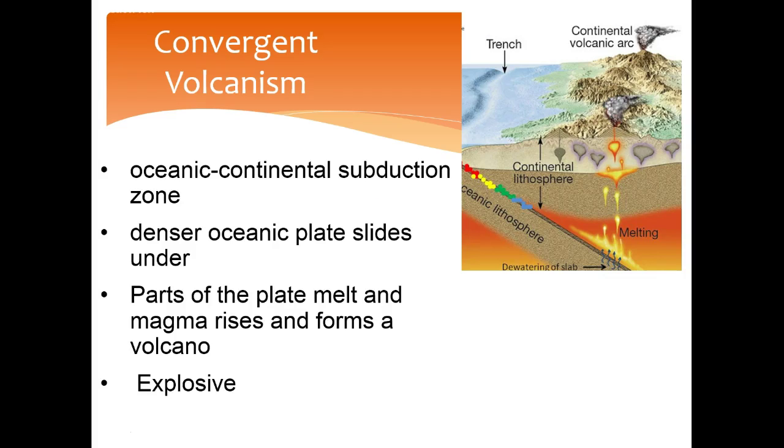So in convergent volcanism, there are different types of tectonic activity that can make it occur, as long as it's at a convergent boundary. So an oceanic-continental subduction zone, like we have in the picture here, the denser oceanic plate slides under the less dense continental plate. Remember, the older, colder, denser plate goes underneath. And parts of the plate melt and magma rises to form a volcano. Once again, what we've been talking about over here. These are explosive. They're not going to be gentle.